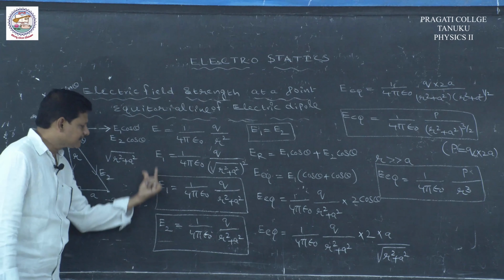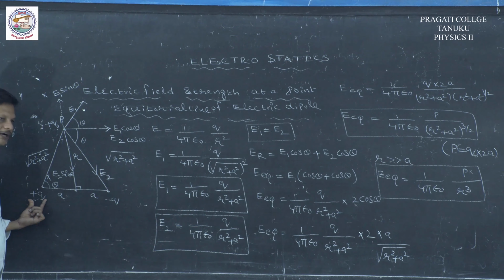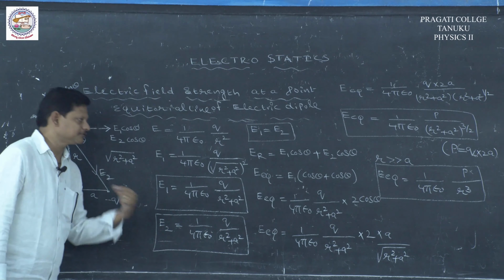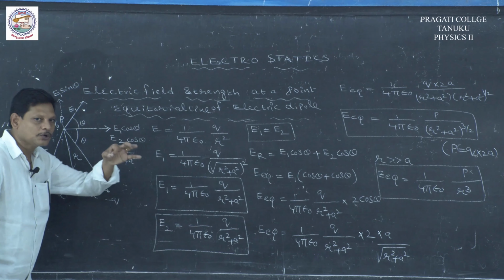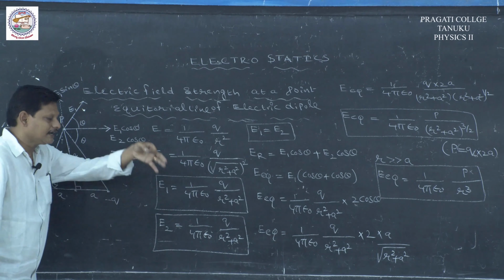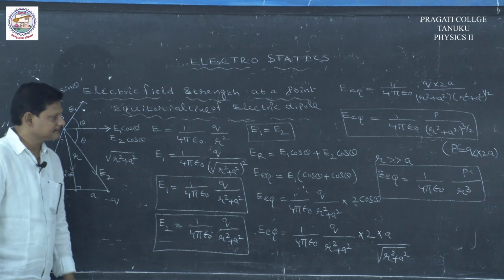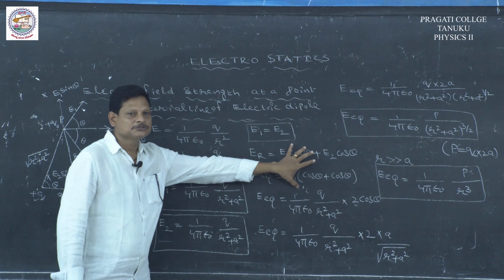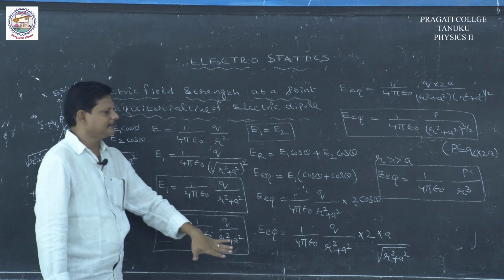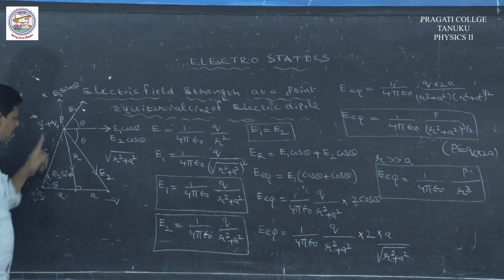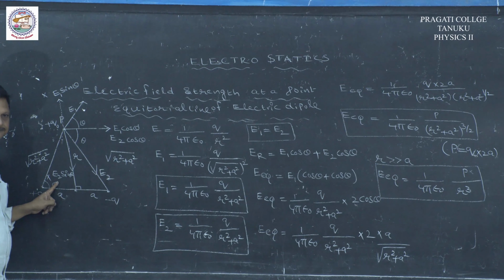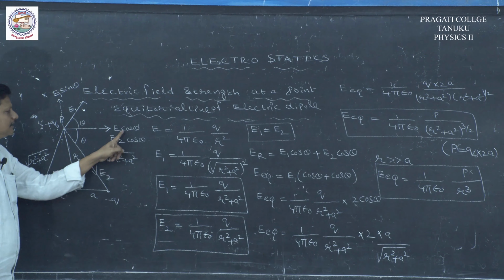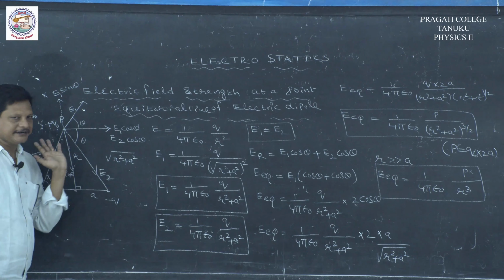So E1 is the electric field strength due to the positive charge, E2 is the electric field strength due to the negative charge. Here we are calculating only magnitudes, that's why we are not considering the positive or negative signs. So from the expression, E1 is equal to E2, equal in magnitude, that's why E1 sin theta and E2 sin theta cancel each other, and the resultant electric field is obtained by adding E1 cos theta and E2 cos theta.